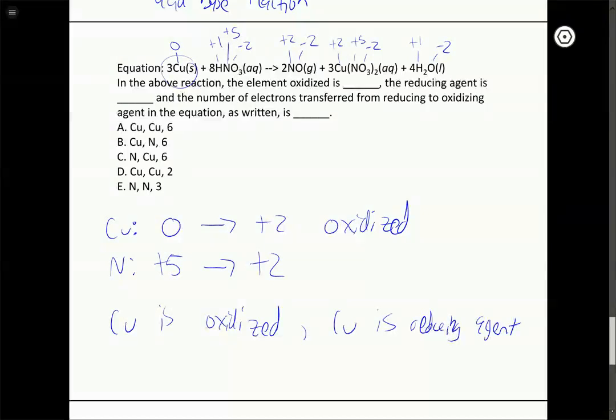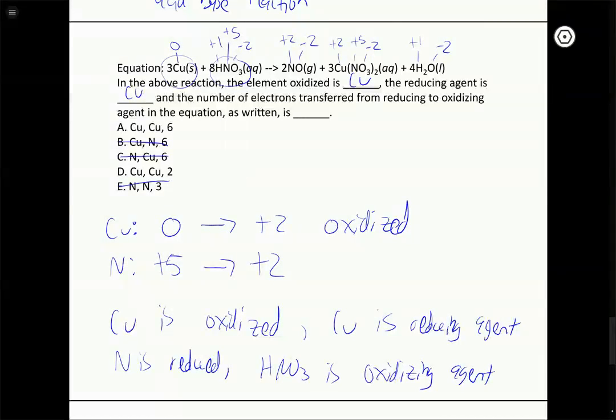Conversely, nitrogen is the element that's reduced, but the entire species that nitrogen is with, HNO3, is the oxidizing agent. Alright, but copper is the one that is oxidized, and it's going to be the reducing agent. So far choice A and D could work out, because the rest of them don't have the correct oxidizing agent and the correct first two choices.